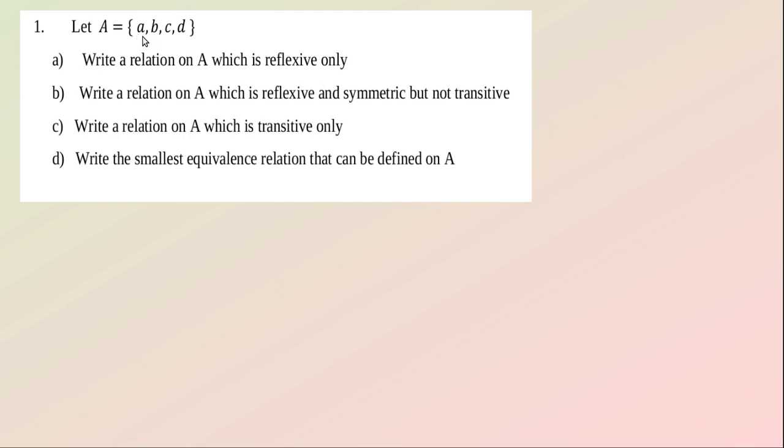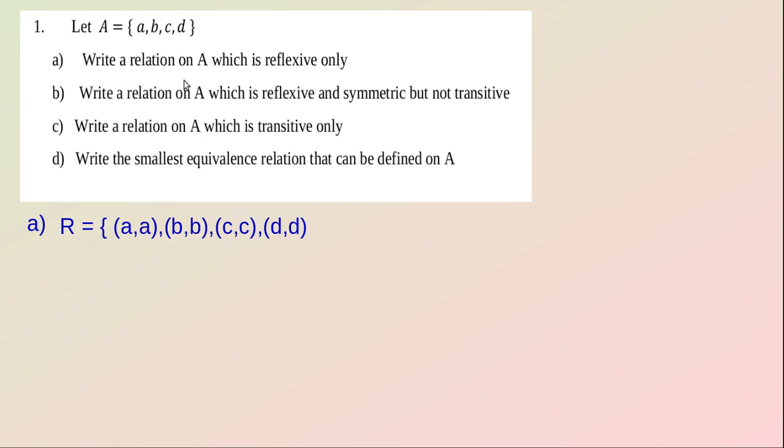The set S equals {A, B, C, D} contains 4 elements. To be a reflexive relation on this set, it must contain 4 elements. Which are they? AA, BB, CC and DD. Let me write it. Answer to question number A: R equals {AA, BB, CC, DD}. These 4 elements are compulsory to make a reflexive relation on the set.